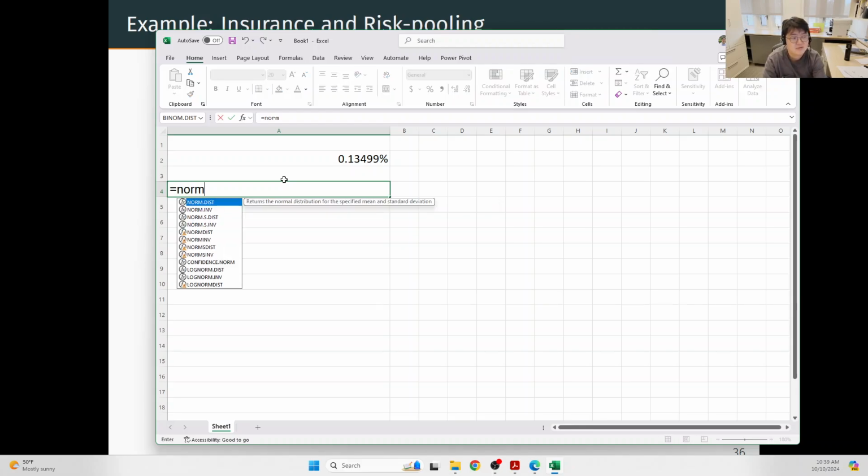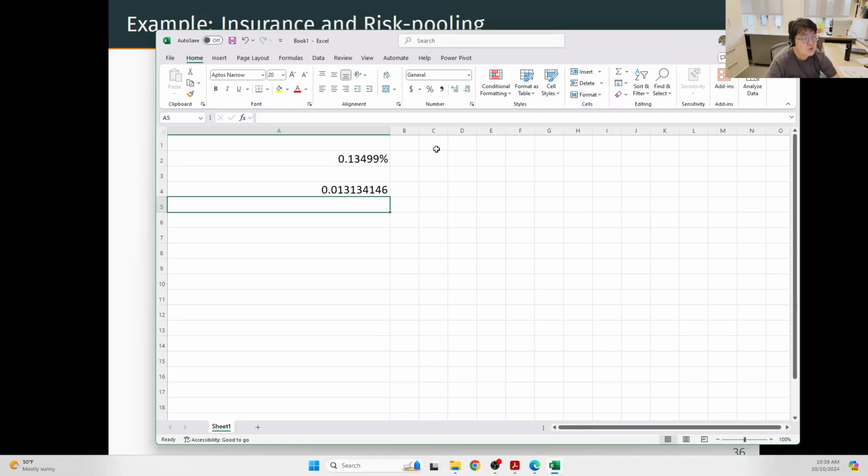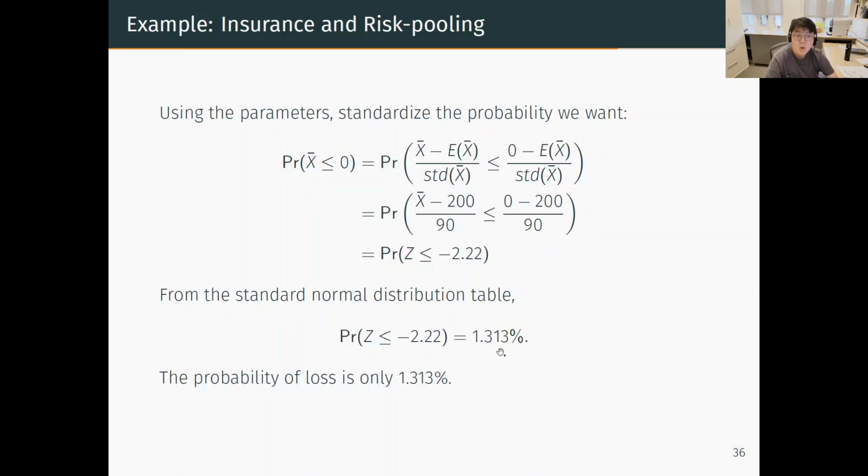Norm.dist, minus, so I will just use minus 200 over 90 instead of minus 2.22. That was, it should be minus 2.2222 like infinitely. So I will use this form. And it is this probability, right? So 1.313% is the probability of incurring a loss.